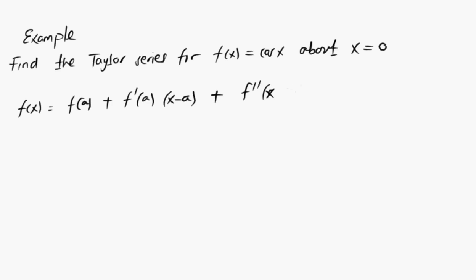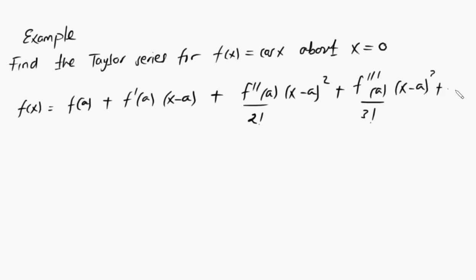So it's f dash dash a over 2 factorial, x minus a squared, and then the fourth term, f triple dash a over 3 factorial, we have x minus a cubed. This was a Taylor series, okay, remember? So it's a first term, second term, third term, fourth term, alright?